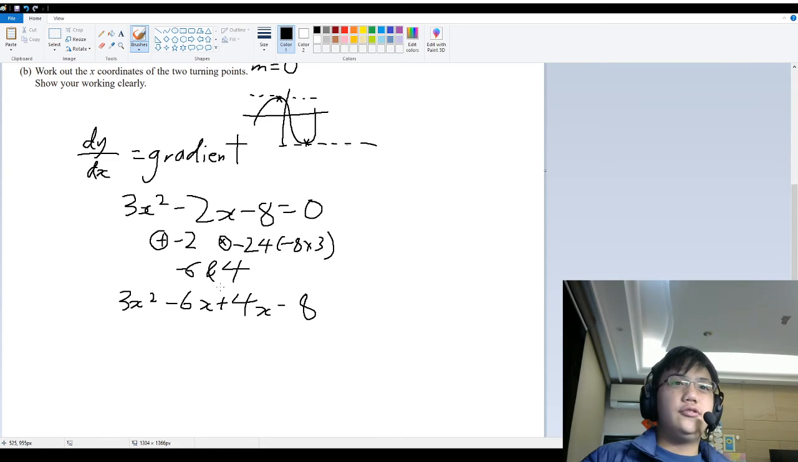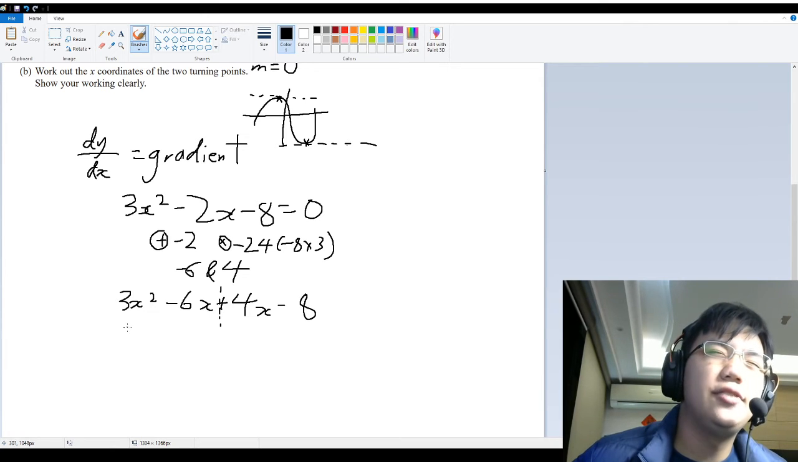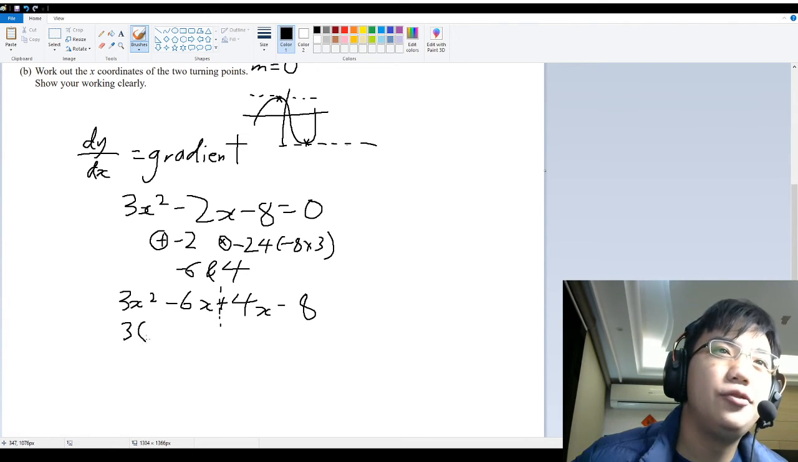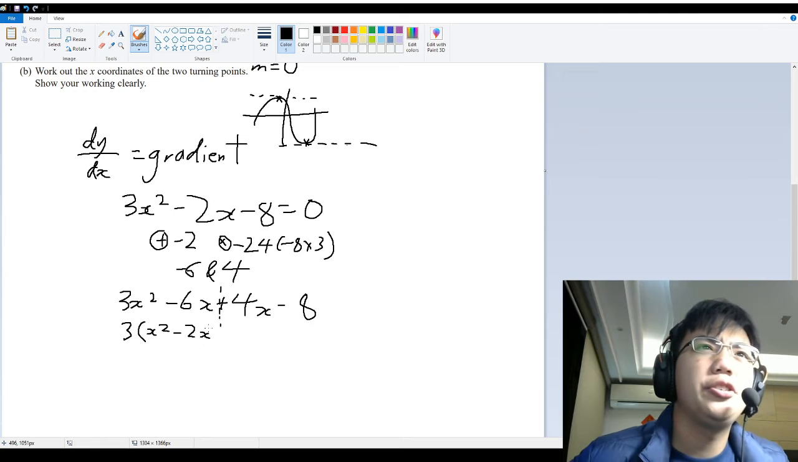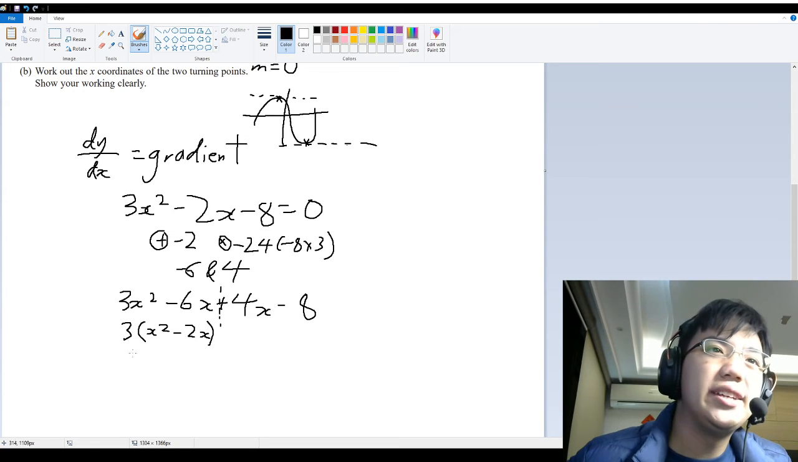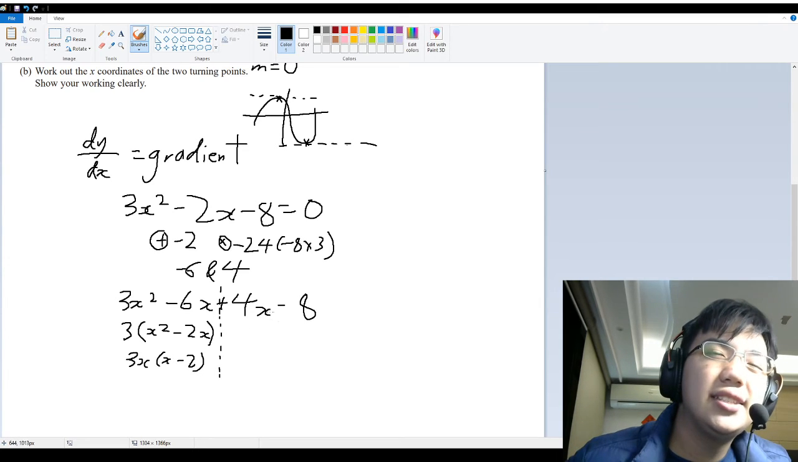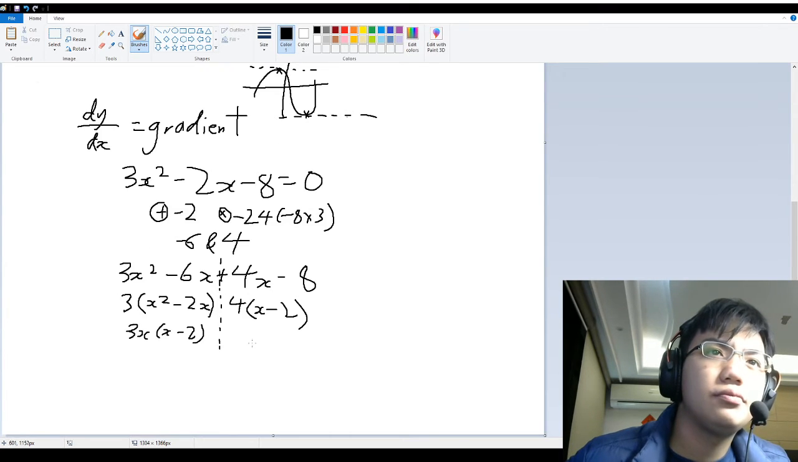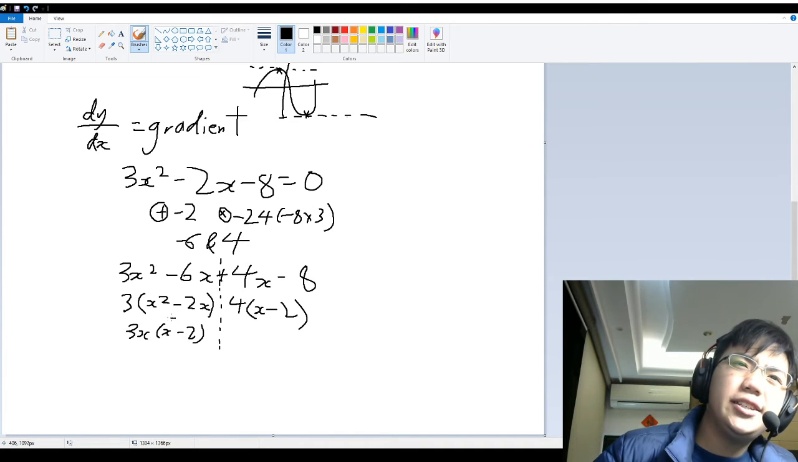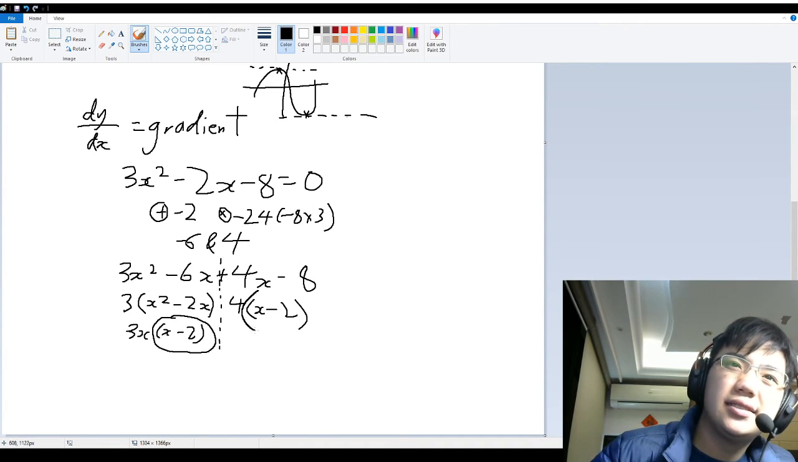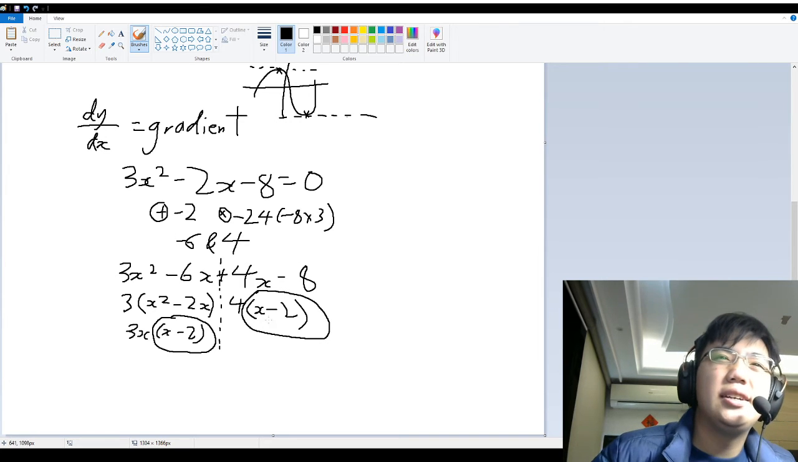So next you split the equation down the middle, and you factorize each side of the equation. So this side, 3x squared minus 6x, makes 3x times x minus 2. And this half, 4x minus 8, factorizes as 4 times x minus 2. So you can see here that both of these have the common factor of x minus 2.